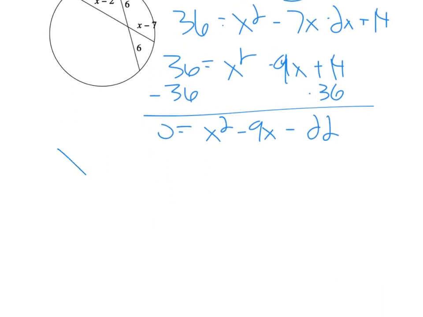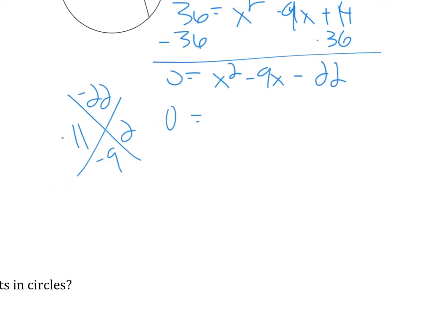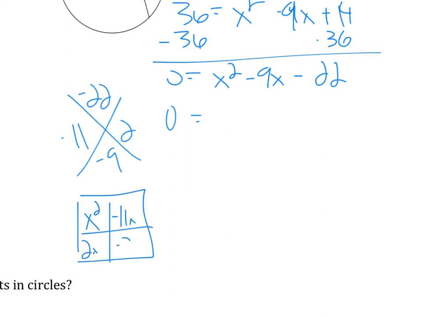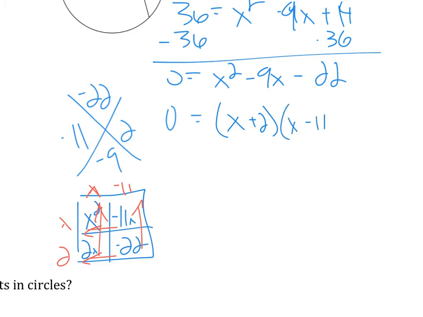So then we want to factor. It multiplies to negative 22 and adds to negative 9. That gives me negative 11 and positive 2. So I get 0 equals, and then do our box. We get x squared minus 11x plus 2x and minus 22. Look for our GCF, so I get a 2 there, an x there, an x there, and a negative 11 there. So then we get x plus 2 and then x minus 11.